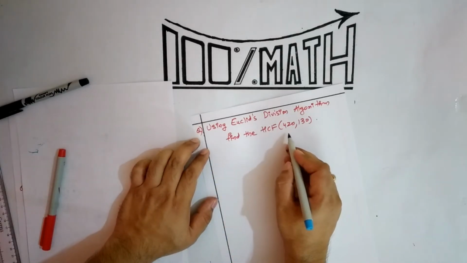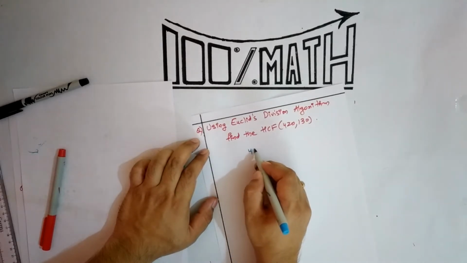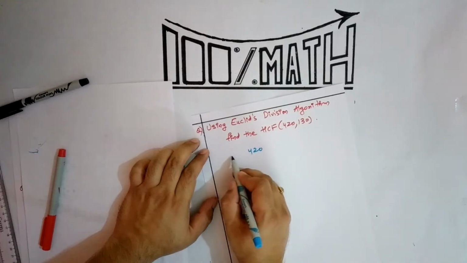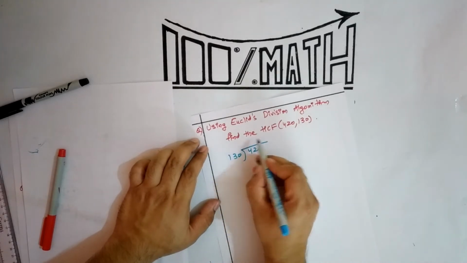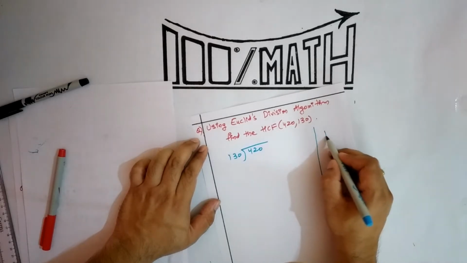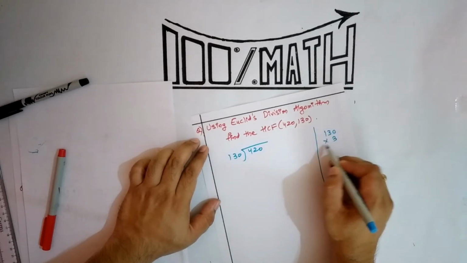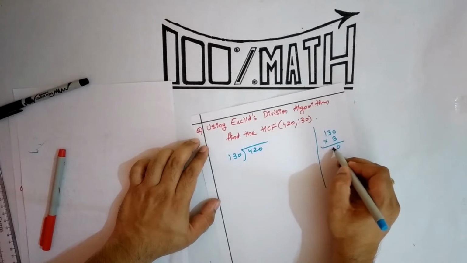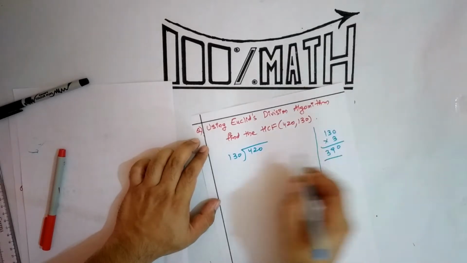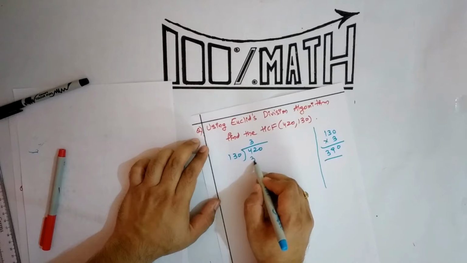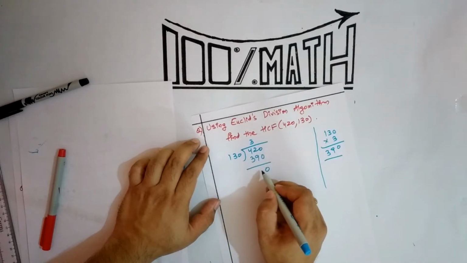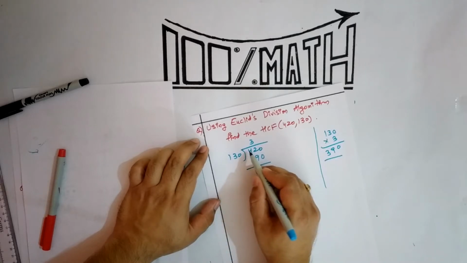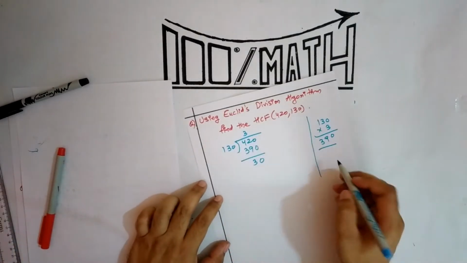So what do we do? We will look at the numbers. The larger number we will write down first, then we will take the smaller number. We will divide the larger number by the smaller number. 130 into 3: 3 zeros are 0, 3 threes are 9, 3 ones are 3, so 390. When we subtract, 2 becomes 12, 12 minus 9 is 3, 4 becomes 3, 3 minus 3 is 0.